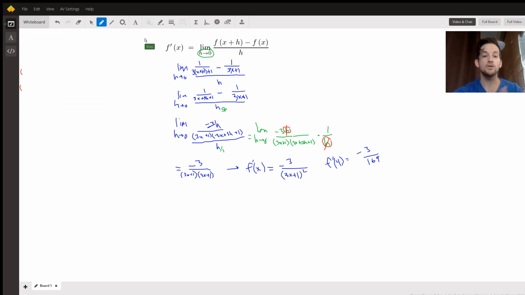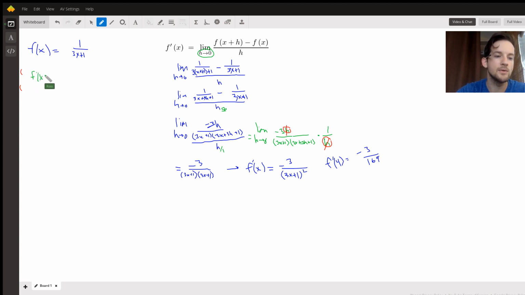In part B, I do want to show you. So it said for part B to find f prime of 4 using formulas. I assume they're talking about like the quotient rule or the power rule. I'm going to show you the quotient rule really quickly. So we are going all the way back to our original function, which is 1 over 3x plus 1. I'm going to use the quotient rule to find the derivative.